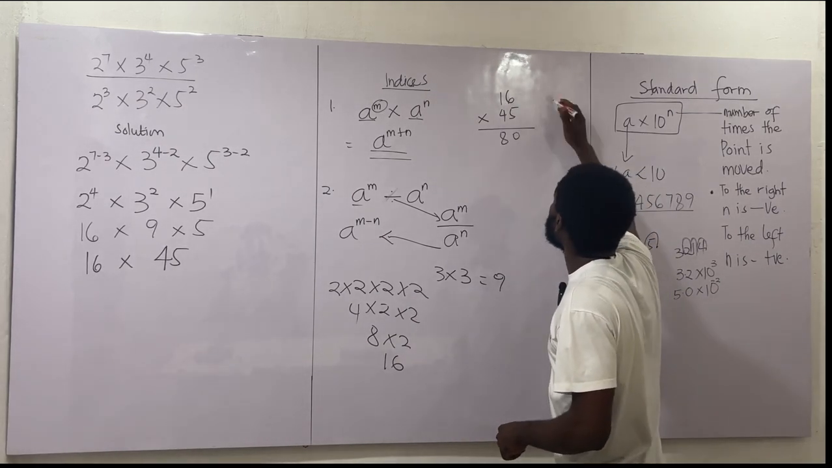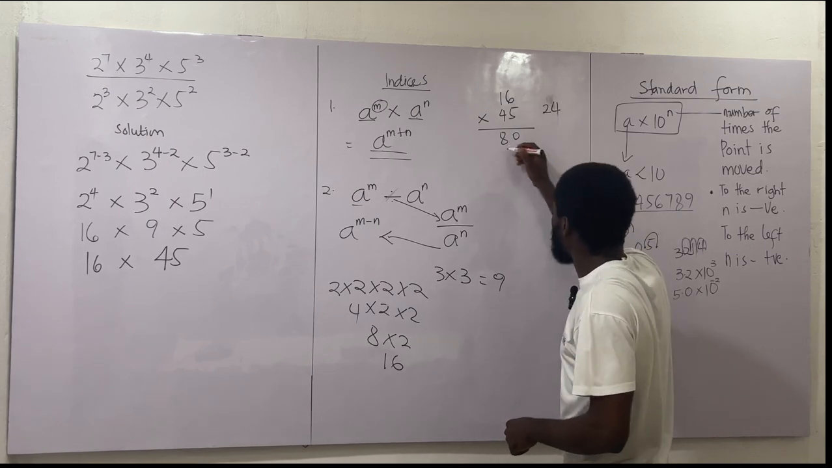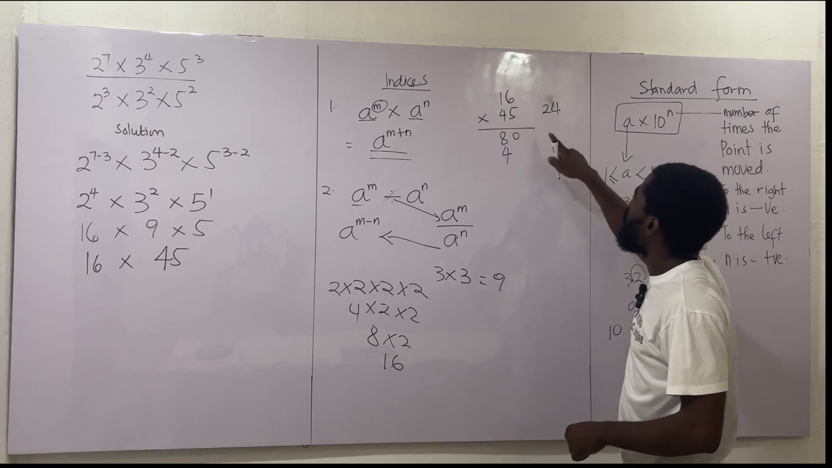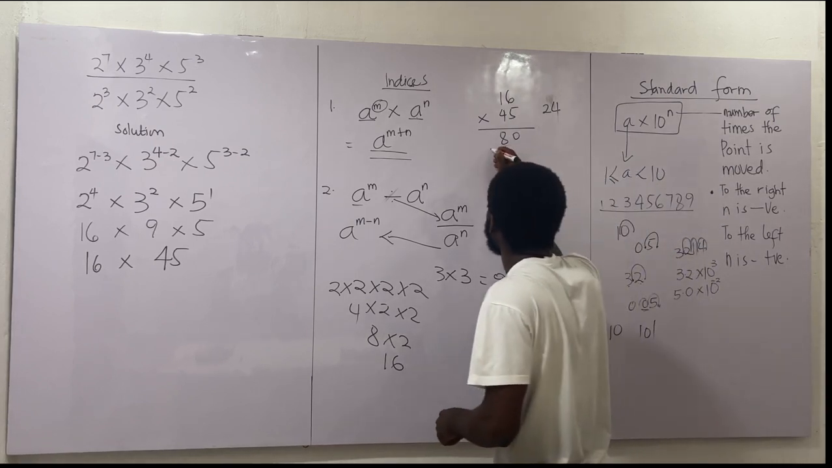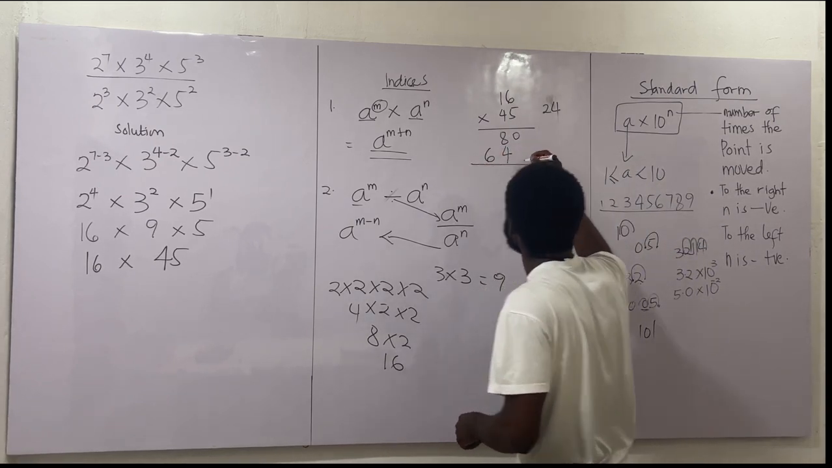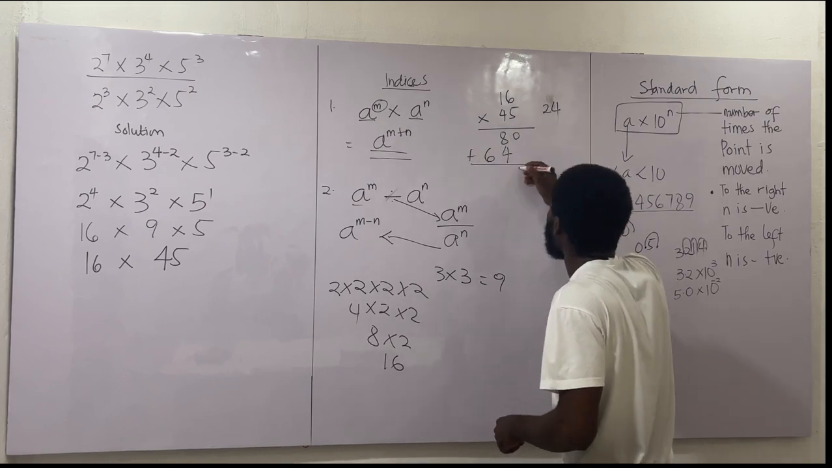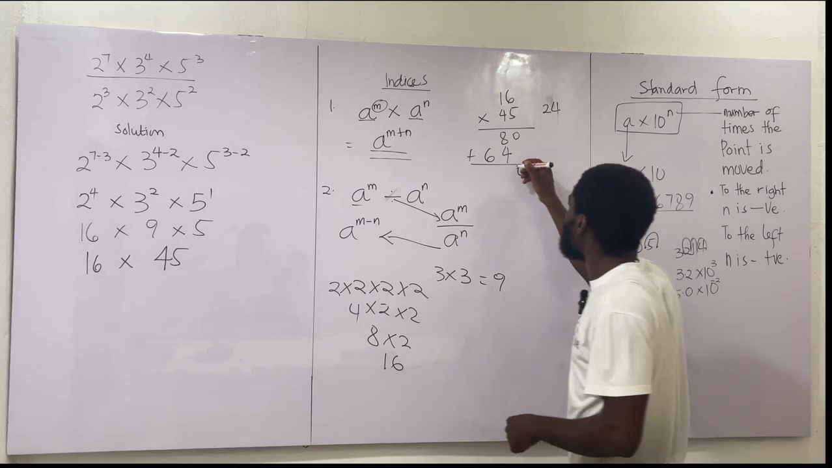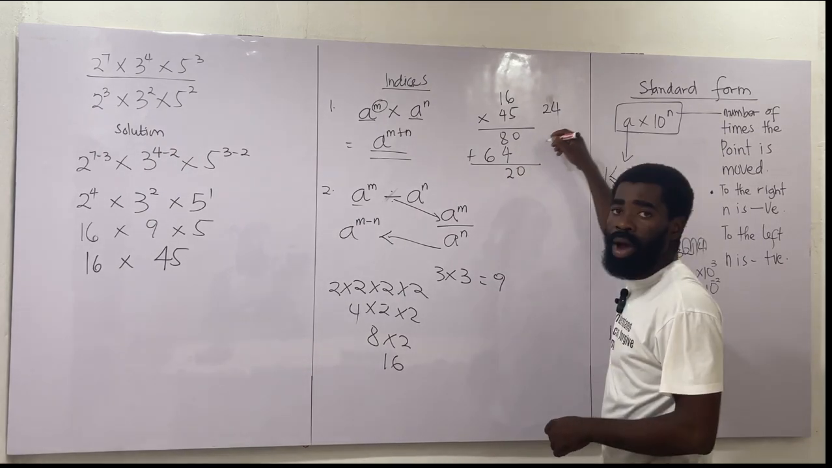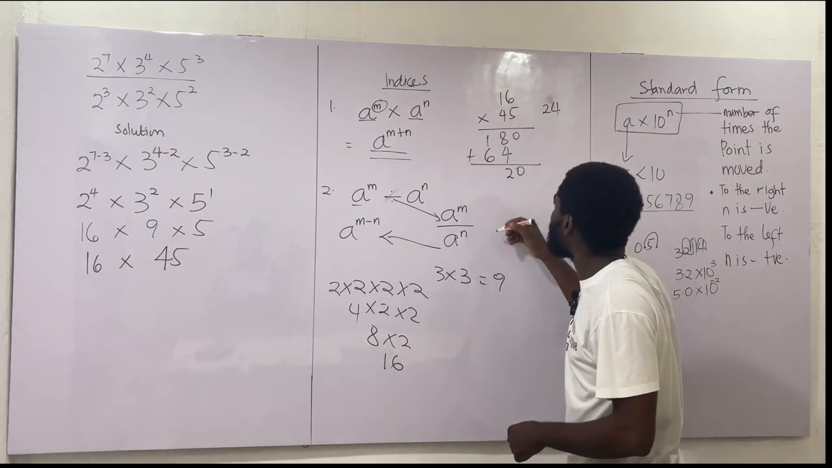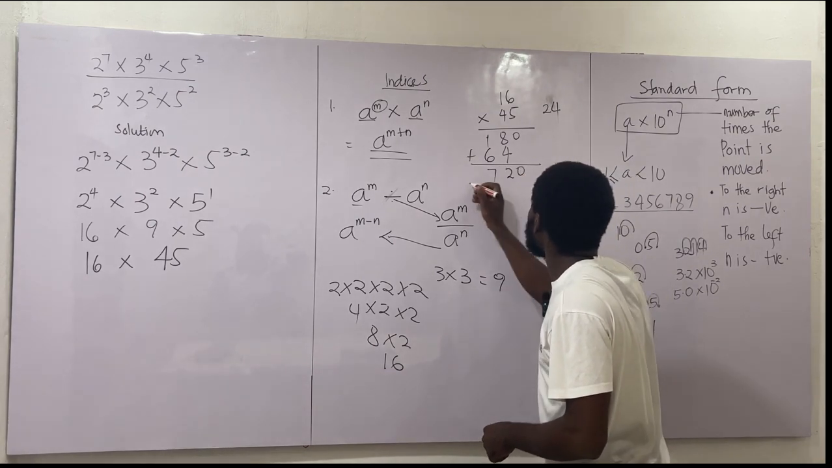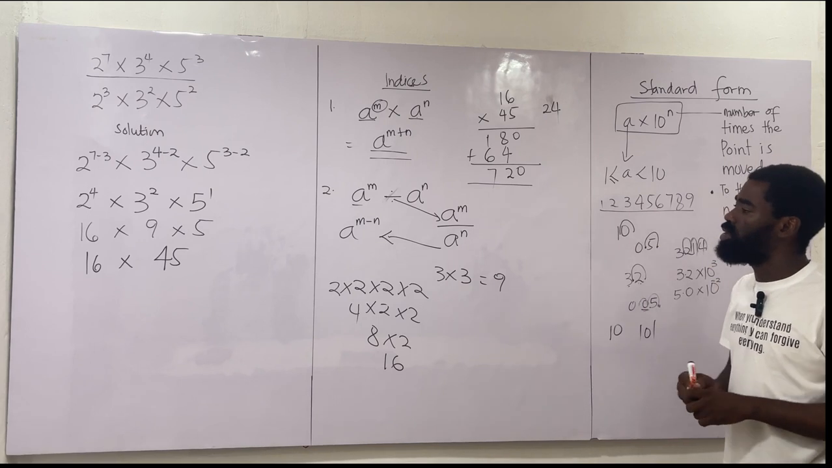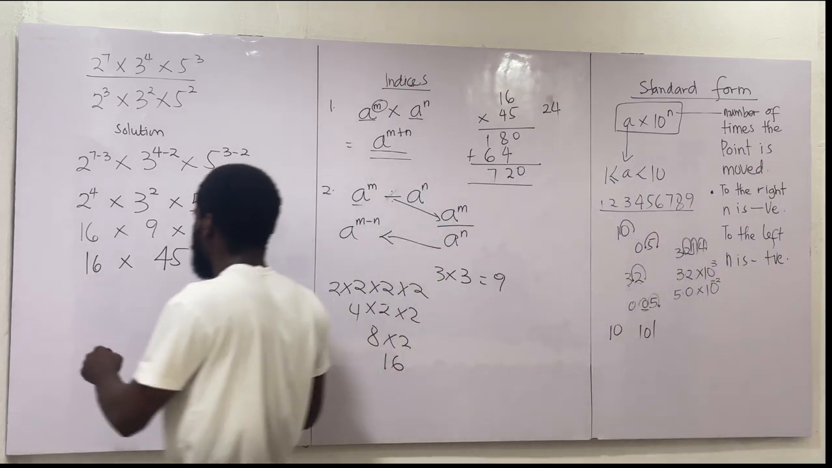4 times 6 is what? 24. So I put 4 down, remainder 2. 4 times 1 is 4, plus the 2 gives us 6. Then we add up. We get 0. This and this will give us what? 12. So we put 2 down, remainder 1. We add 1 to this and we get 7. So we have 720. That means when we multiply this, we'll get 720.